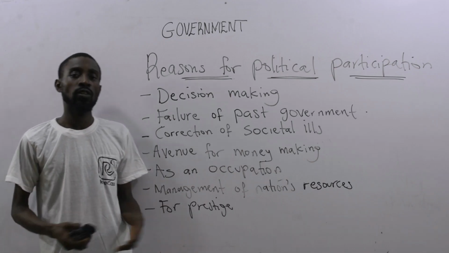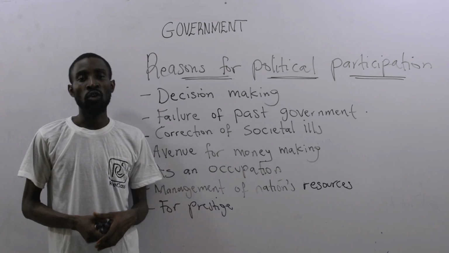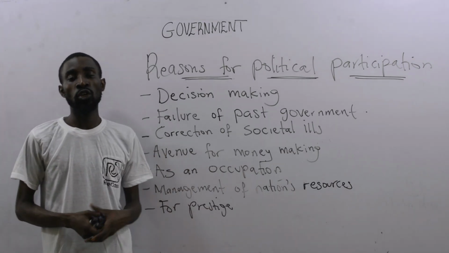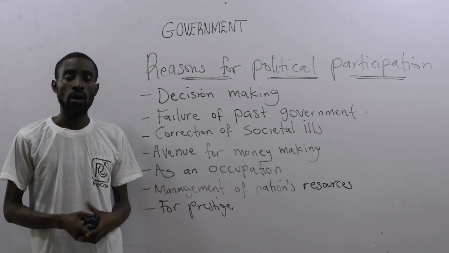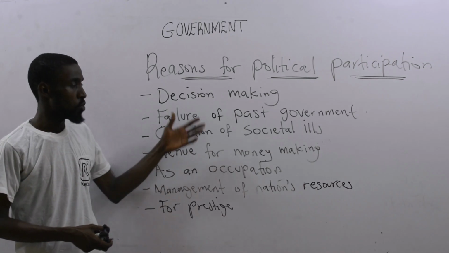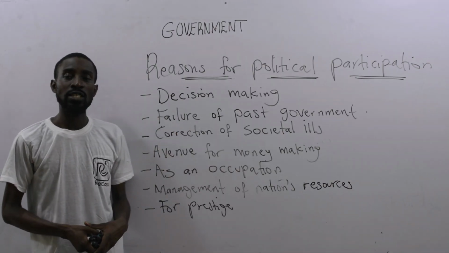If you want to be a governor, you don't just want to be a governor, but you want to be part of decision making. If you are contesting for the position of House of Representatives, Senate, or House of Assembly, you want to participate in the decision-making process, and that's why you must be active. Number two we have here is failure of past governments.